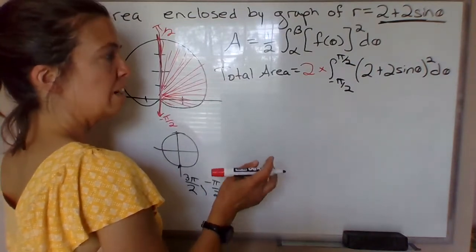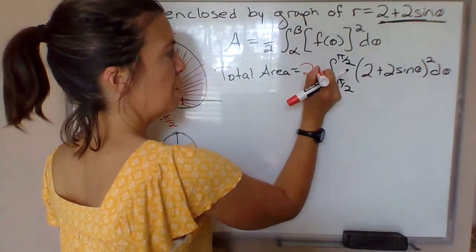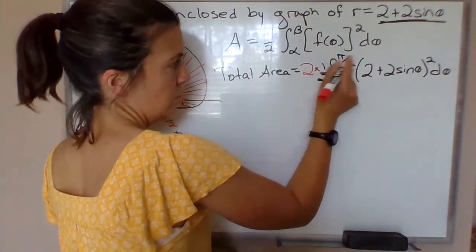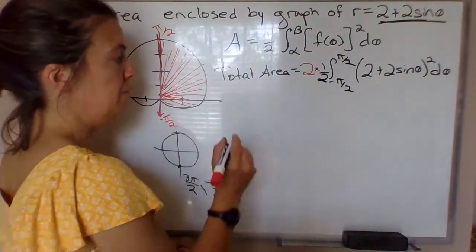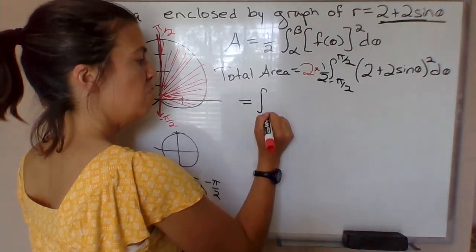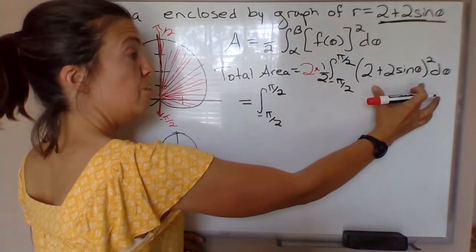Okay, so now we've got to execute. Oh, and I forgot the 1/2. Whoopsie. It's actually good news then that we're multiplying by 2 to get total area. So now the coefficient is just 1. So this is 1 times the integral from -pi over 2 to pi over 2 of this quantity squared.